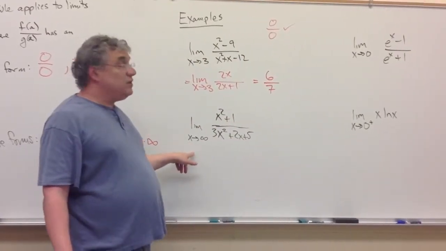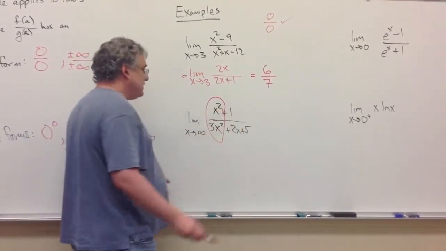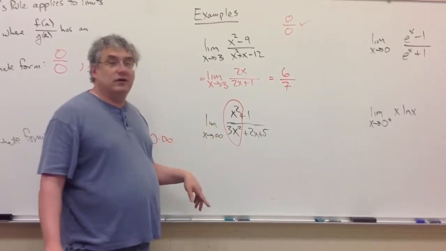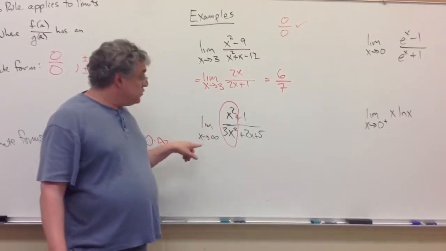What about this one? We also learned a technique here. You could have done this: take the highest power at the top, highest power at the bottom. Why? Because when you're going to infinity, it's a special thing, right? We'd get 1/3. Now, L'Hôpital's will apply though, because what happens to the top?